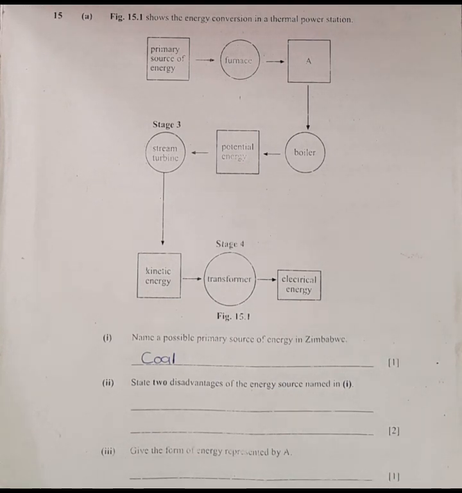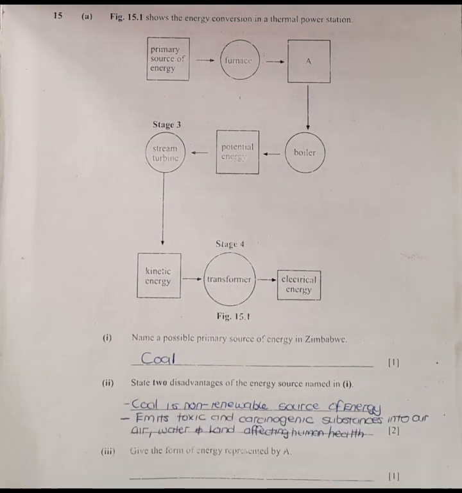Part 2, state 2 disadvantages of the energy source named in part 1. So the first disadvantage is coal is a non-renewable source of energy. Another disadvantage is it emits toxic and carcinogenic substances into our air, water, and land, affecting human health. Another disadvantage is coal causes greenhouse gas pollution. So there are so many disadvantages of coal. We're just supposed to state any 2 disadvantages of using coal as a source of energy.